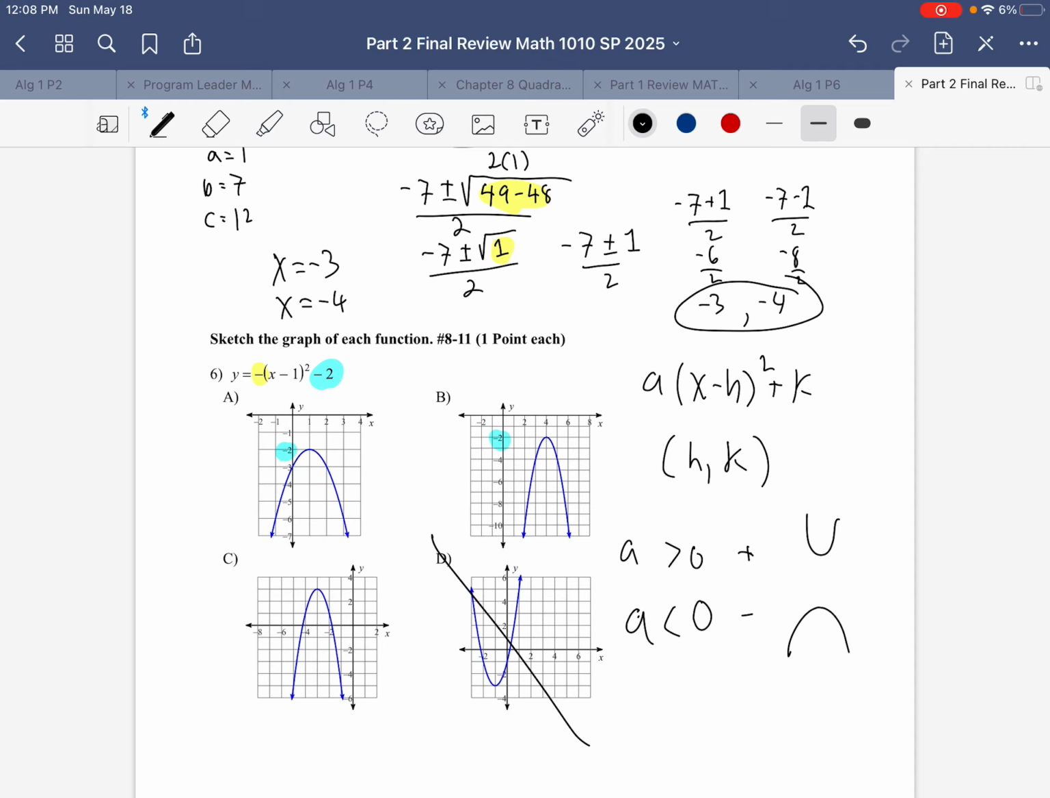And over here, I would need the vertex, either the highest point or the lowest point on the graph, to be at y equals negative 2. So in both these examples, they're at the negative 2. But the fact that I'm subtracting 1 tells me I should shift to the right one. In this example, they shift to the right 4. So it's going to be A.